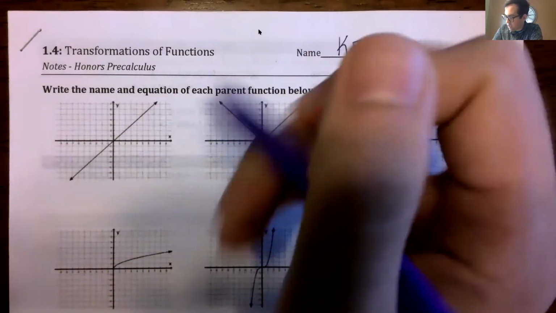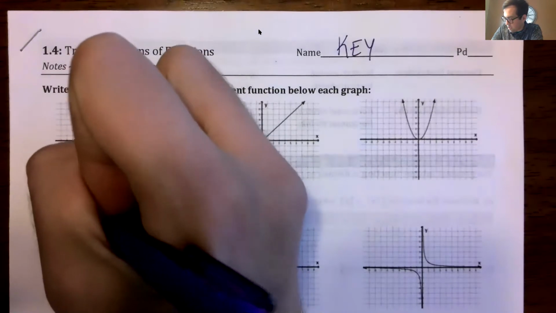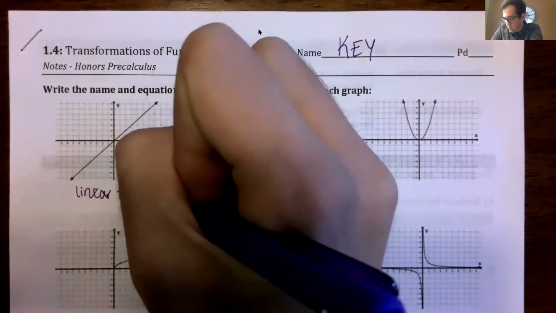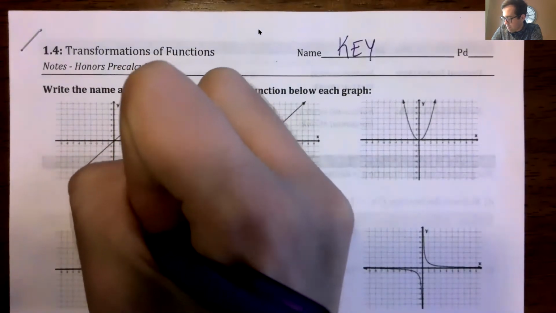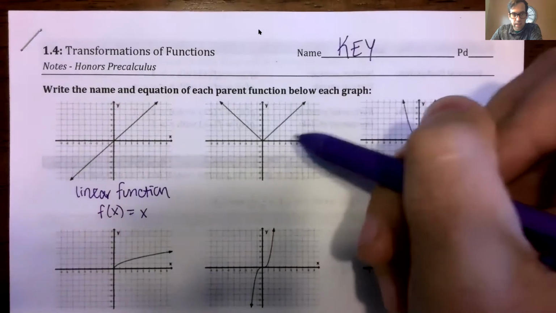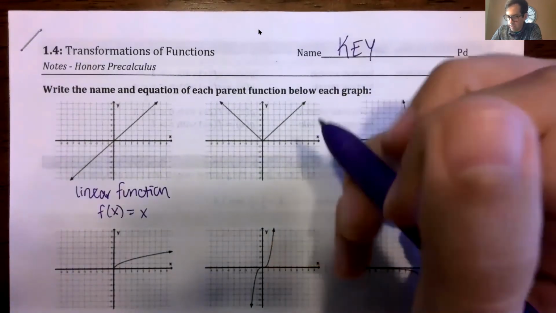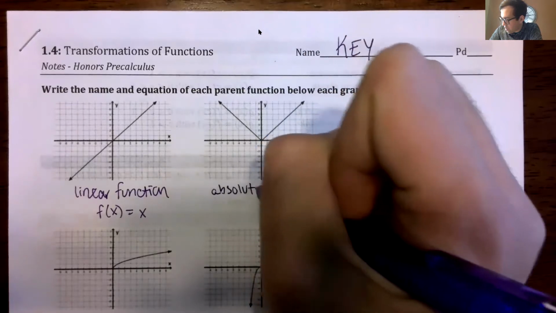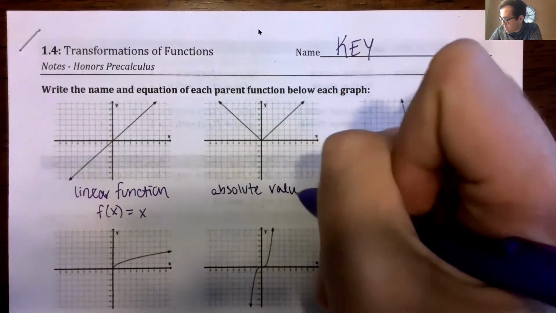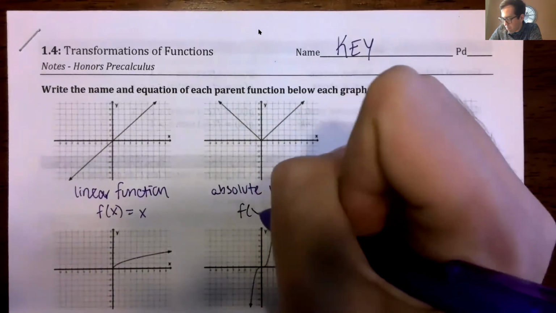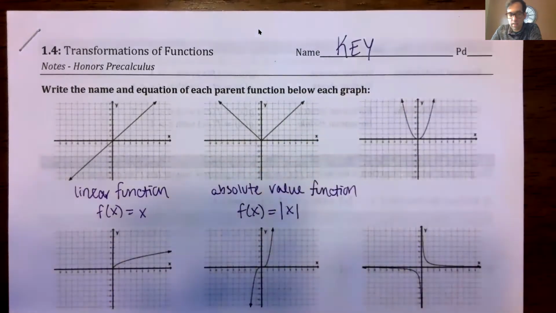So this first one, it's just a straight line, right? So this is a linear function. And the graph is f of x equals x. The second one, it's a v made from straight lines. That's an absolute value function, with the graph of f of x equals absolute value of x.